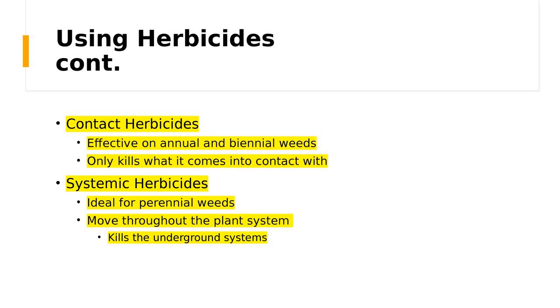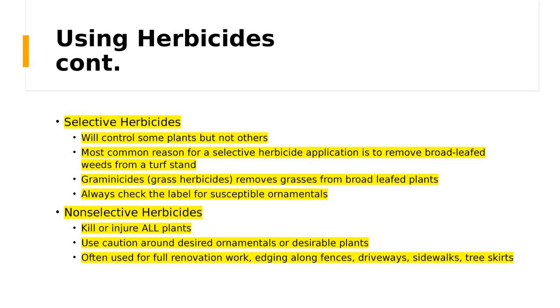It's going to kill the roots. These are more ideal for your perennials. I think most of us out there in the turfgrass world are using systemic herbicides like 2,4-D, things like that. They're killing the system underground as well. We also have selective herbicides and non-selective herbicides. Selective herbicides will control some plants, but not others. Most common reason for a selective herbicide application is to kill or remove broadleafed weeds from a turf stand. Like I said, 2,4-D, triclopyr, there's a lot of them.